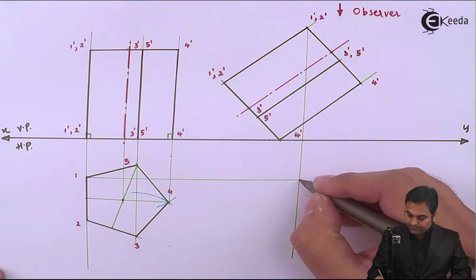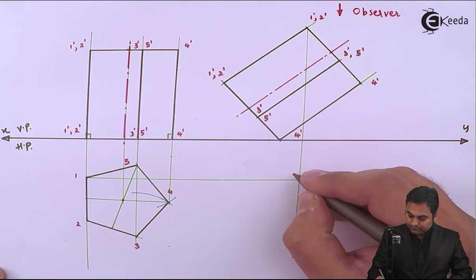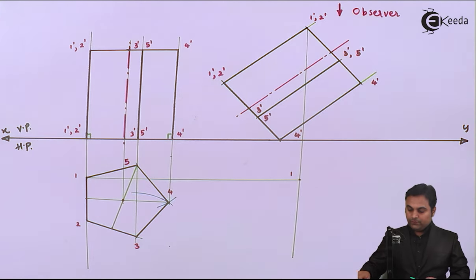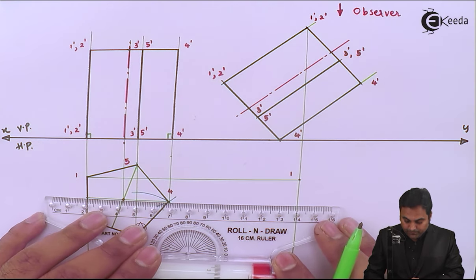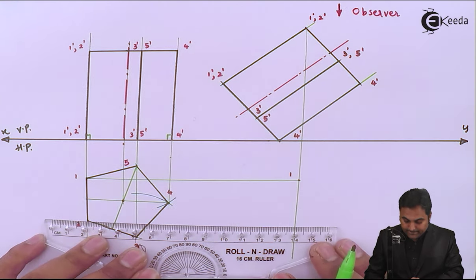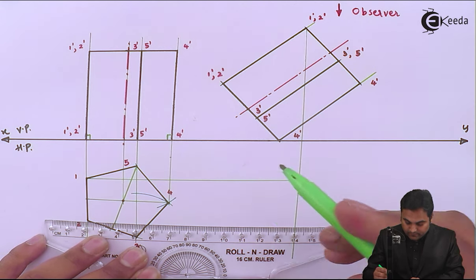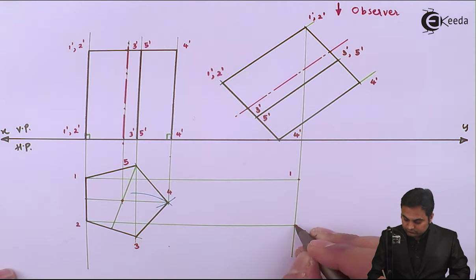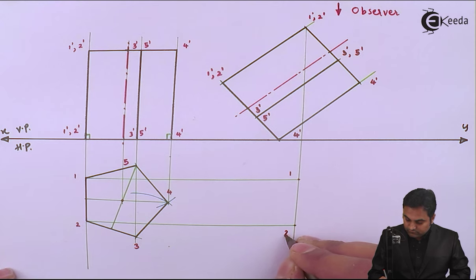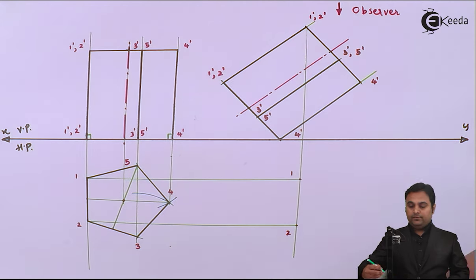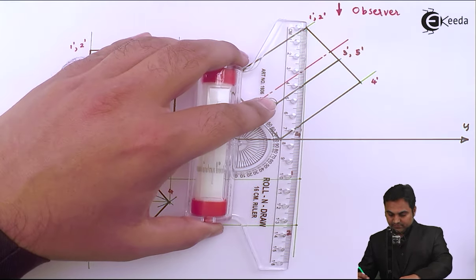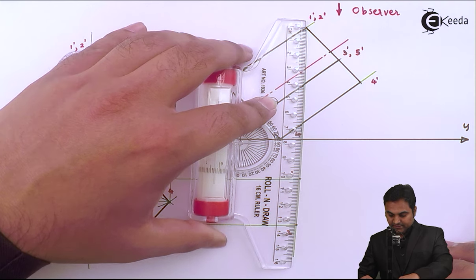So here is point 1. Next, on this same line, point 2 will be projected from the top view. Point 2, then points 3 and 5 are at the same level, or we can say they will pass through the same line.